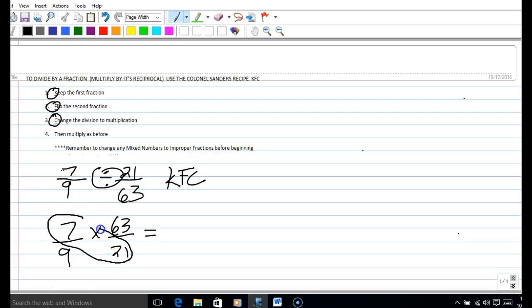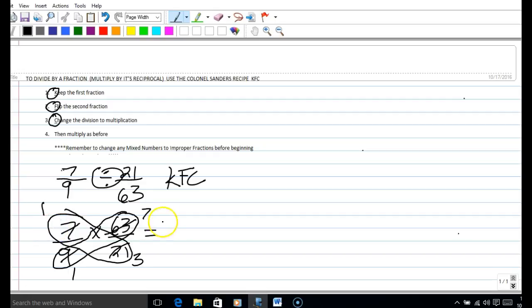7 and 21 contain a common factor of 7. So I'm going to divide 7 out of each one of these. So 7 divided by 7 is 1. 21 divided by 7 is 3. 9 and 63 also contain a common factor. Each one of these numbers here is divisible by 9. So 63 divided by 9 is 7. And 9 divided by 9 is 1.